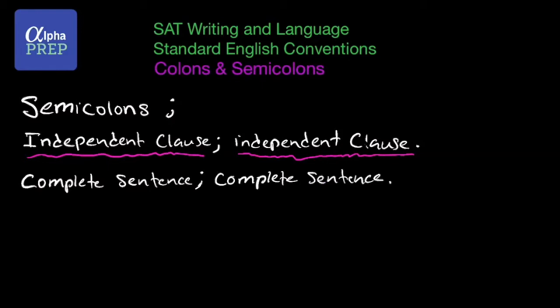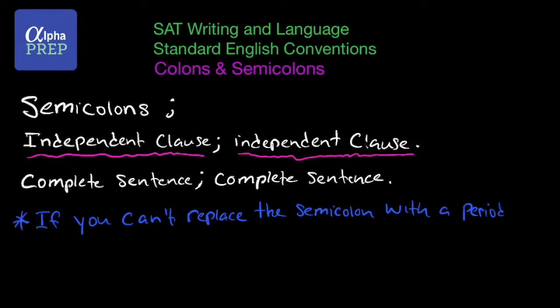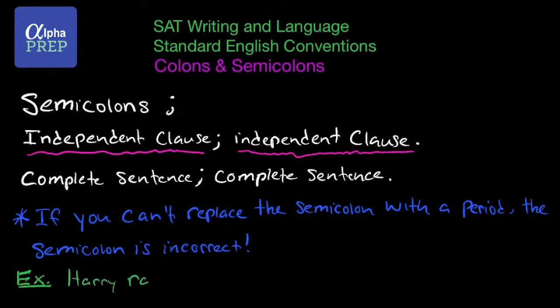And from that, we can use a neat little shortcut, and that is: if you can't replace the semicolon with a period, you just can't use the semicolon. But if you can replace the semicolon with a period, then the semicolon is going to be correct. An example of a sentence with a semicolon is, "Harry ran fast; Jane won the race." What we want to pay attention to here is that you could take that semicolon and replace it with a period. Harry ran fast is a complete sentence. Jane won the race is also a complete sentence.